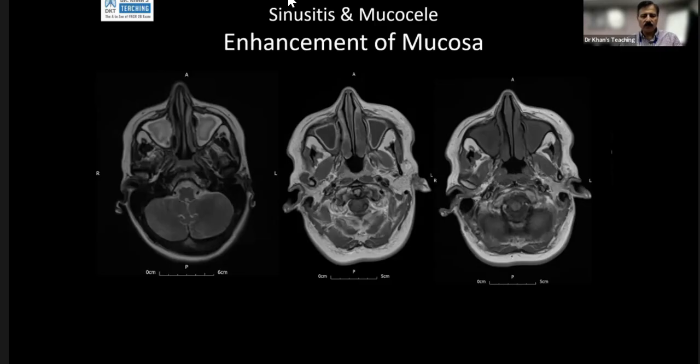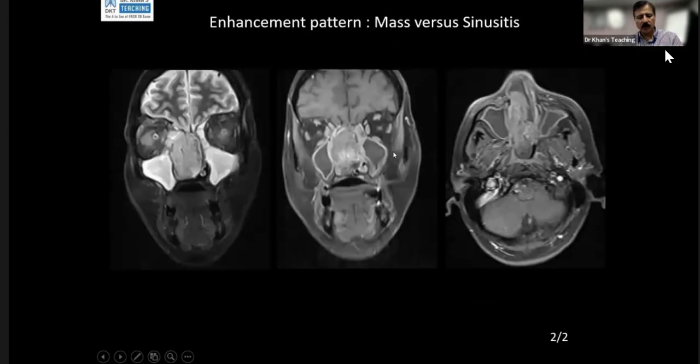When you give contrast to this patient, sometimes what happens is that the mucosa is compressed and you might not see enhancement. Sometimes you will see enhancement. So this is the mucosa which is enhancing. Central portion is the fluid. Key point to remember, exam point to remember, is that you look at the enhancement pattern. Enhancement is smooth and thin. It is not nodular, because nodular enhancement means trouble, means there is a tumor sitting there. So this point you have to remember.